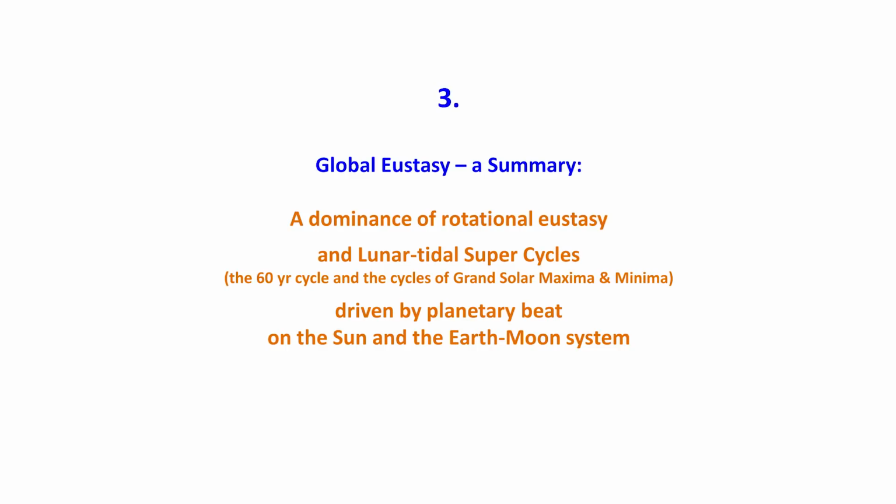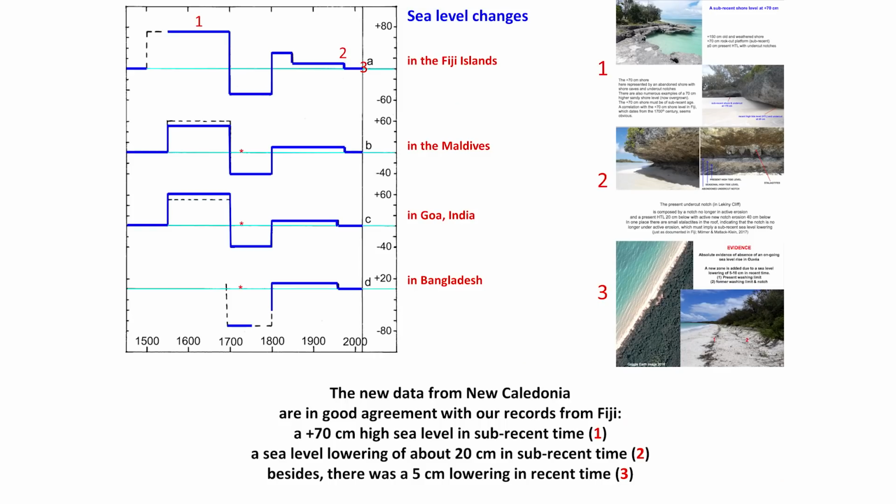Glacial eustasy, a summary, is a dominance of rotational eustasy and lunar tidal super cycles, 60 years, and the grand solar maxima and minima, about 200 years or so. Driven by planetary beat on the sun and on the moon system. So, first of all, I have to choose a side.